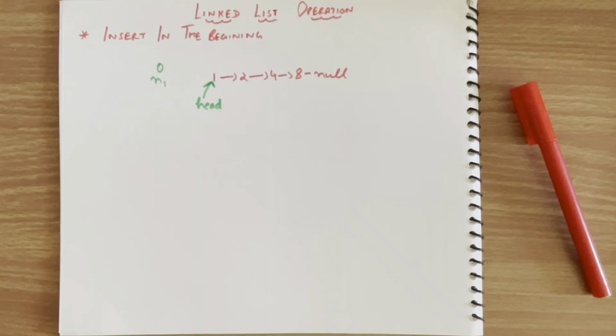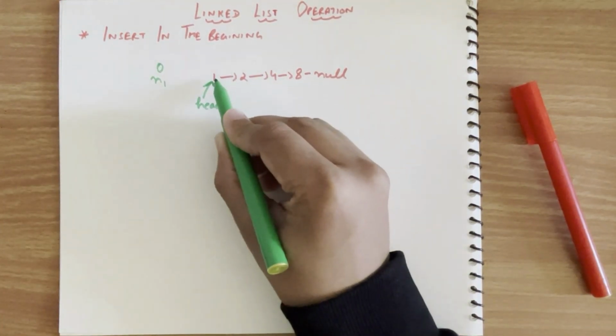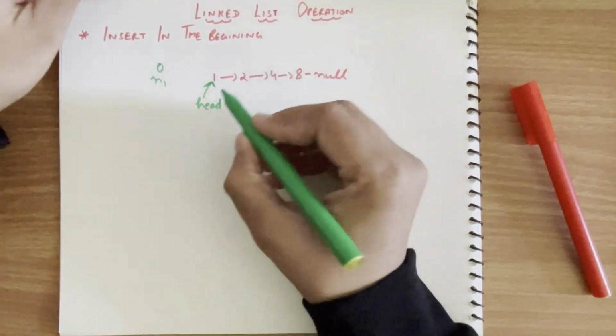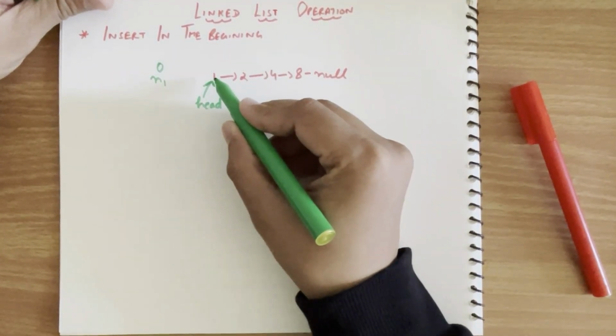In this video, we will discuss a basic linked list operation, and the operation which we will discuss today is insert in the beginning of the linked list. So let us start. Let's assume this is our input linked list with elements 1, 2, 4, 8, right? And head points to the first node of the input linked list.